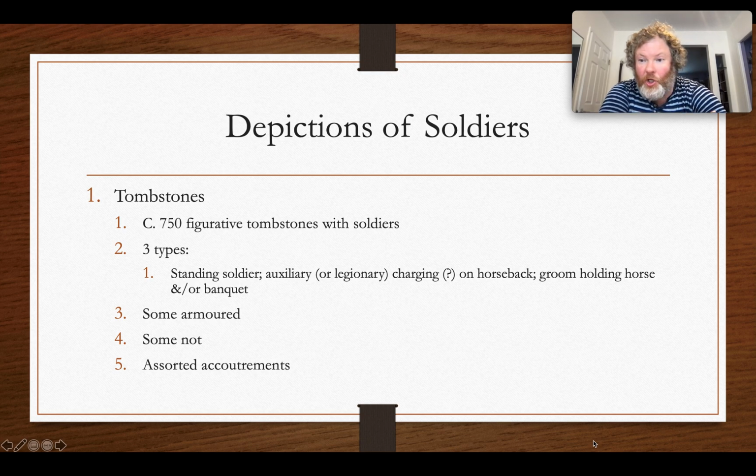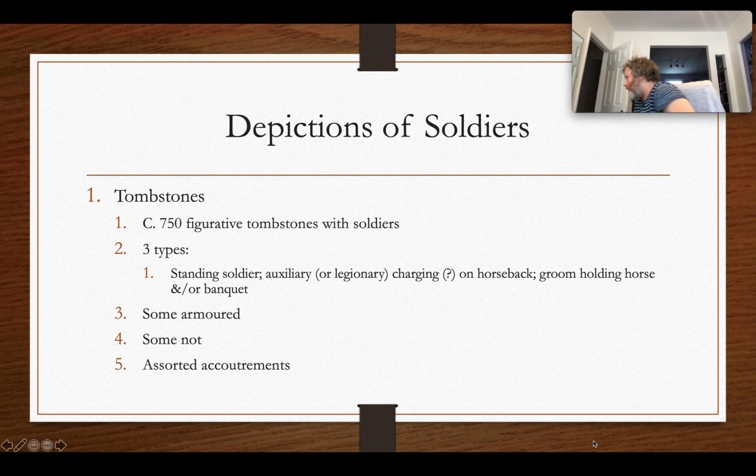So tombstones. We have thousands, many thousands of tombstones. Many of them commemorate the lives of soldiers. Most of them are text only based on what survives, but there are some that include figures, some images, sculptural reliefs that depict soldiers. Based on what's been published and found so far, there are some 750 figurative tombstones in existence.